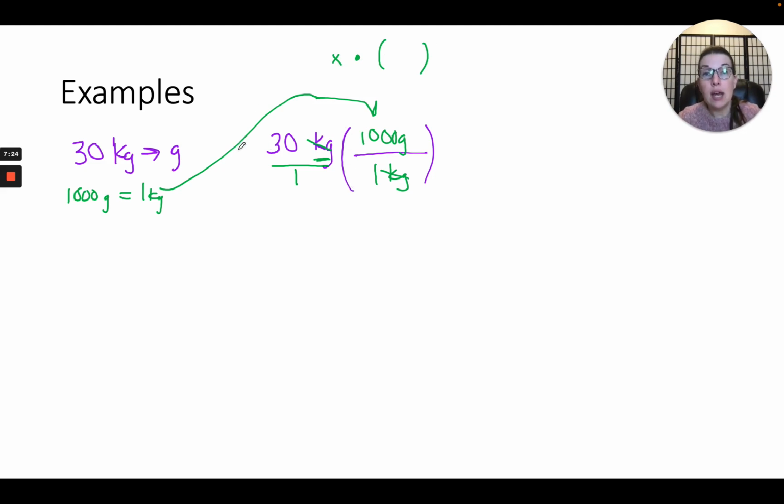Okay, so now I'm going to multiply by every numerator and divide by every denominator. So I can have 30 times 1,000 divided by 1 divided by 1. You can ignore the ones because they don't change anything. So 30 times 1,000, I'm just going to count up the zeros. 1, 2, 3, 4. So that's going to be 30,000 grams. And that is what you would expect, right?